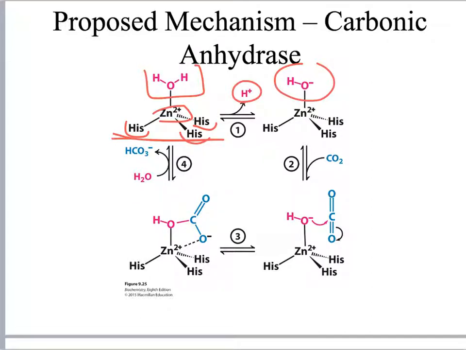So that takes this water, which will not serve as a nucleophile, and converts it into something that serves as a nucleophile. At this point, carbon dioxide is going to come in. We have that nucleophile there, which can attack that carbon dioxide. We see that in this process. That forms this bicarbonate intermediate, which we can see in this step here.